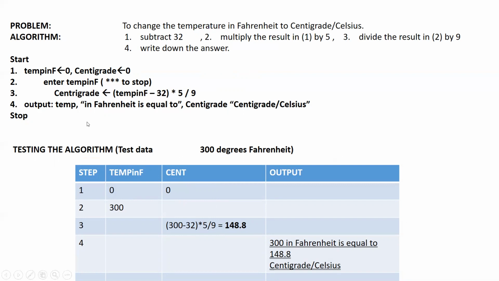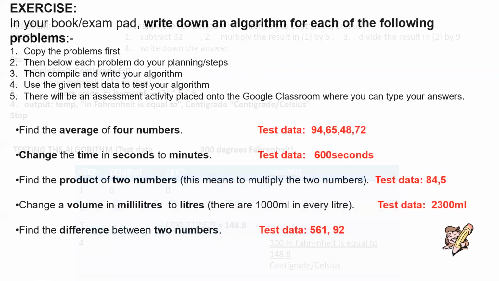The value of temp, in Fahrenheit, value of centigrade, were those words. 300 was the value of temp in Fahrenheit is equal to 148.8, which is the value of centigrade Celsius. So your final output will read: 300 in Fahrenheit is equal to 148.8 in centigrade or Celsius. Your exercise. The answers will be given to you in the next lesson. It'll also be provided on the different platforms.